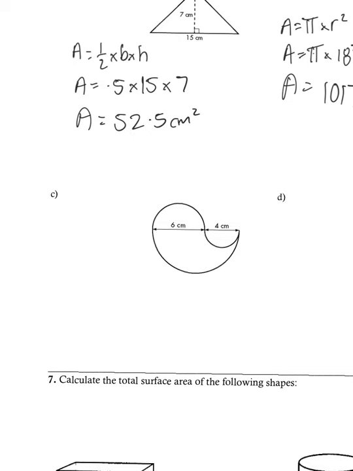Cool, so you'll most likely get some composite shapes, guys, which are just shapes that are made up of multiple of our normal shapes. Okay, so if I look at this, it looks a bit like a teardrop or something.